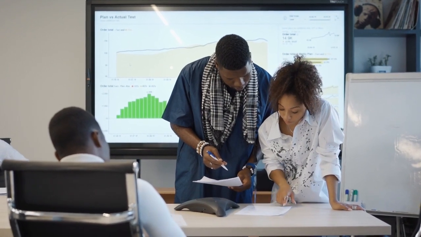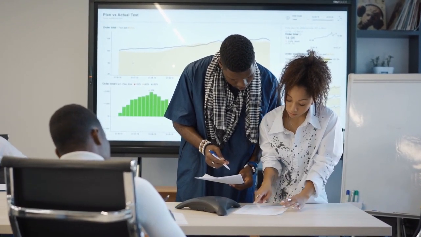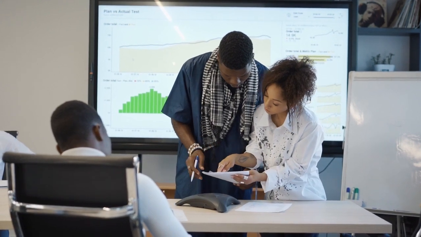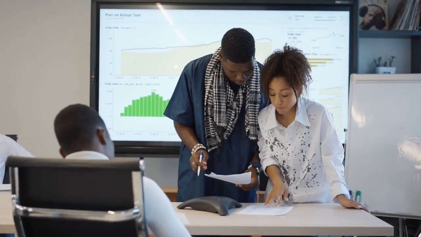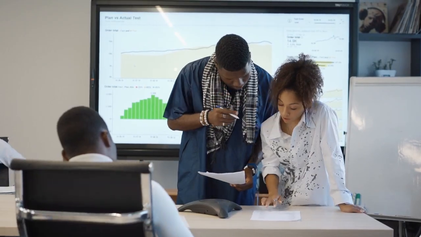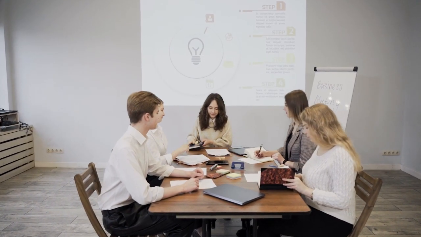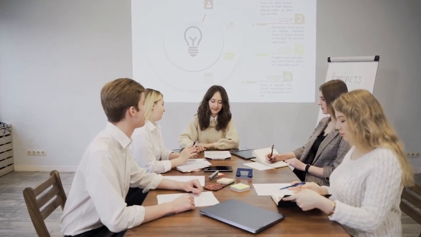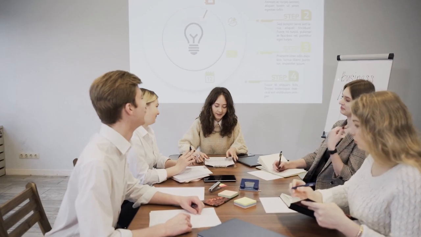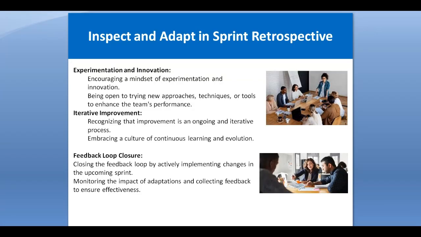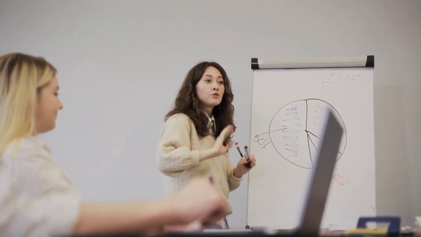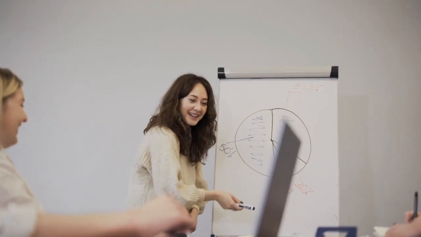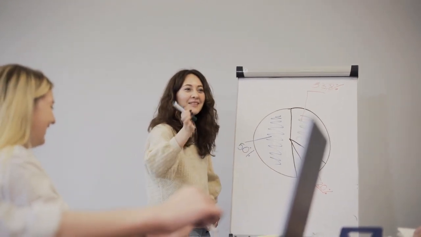Obviously, change should not be implemented immediately or suddenly, because if you suddenly change things, it will be a surprise for the team members, and obviously it will have a negative impact on the team. So there should be a proper, appropriate plan for the change. Then experimentation and innovation means that a mindset of experimentation and innovation should be encouraged, like people trying new approaches, techniques, and software tools to enhance the team's performance. It is better to try new things.